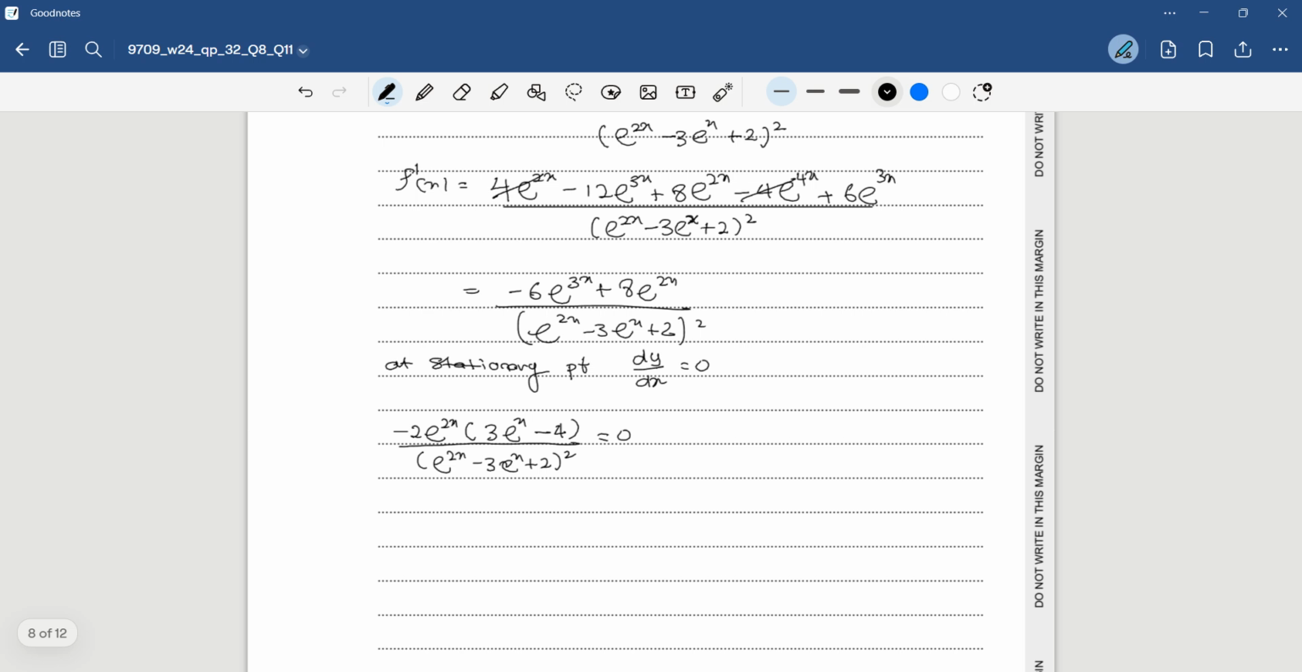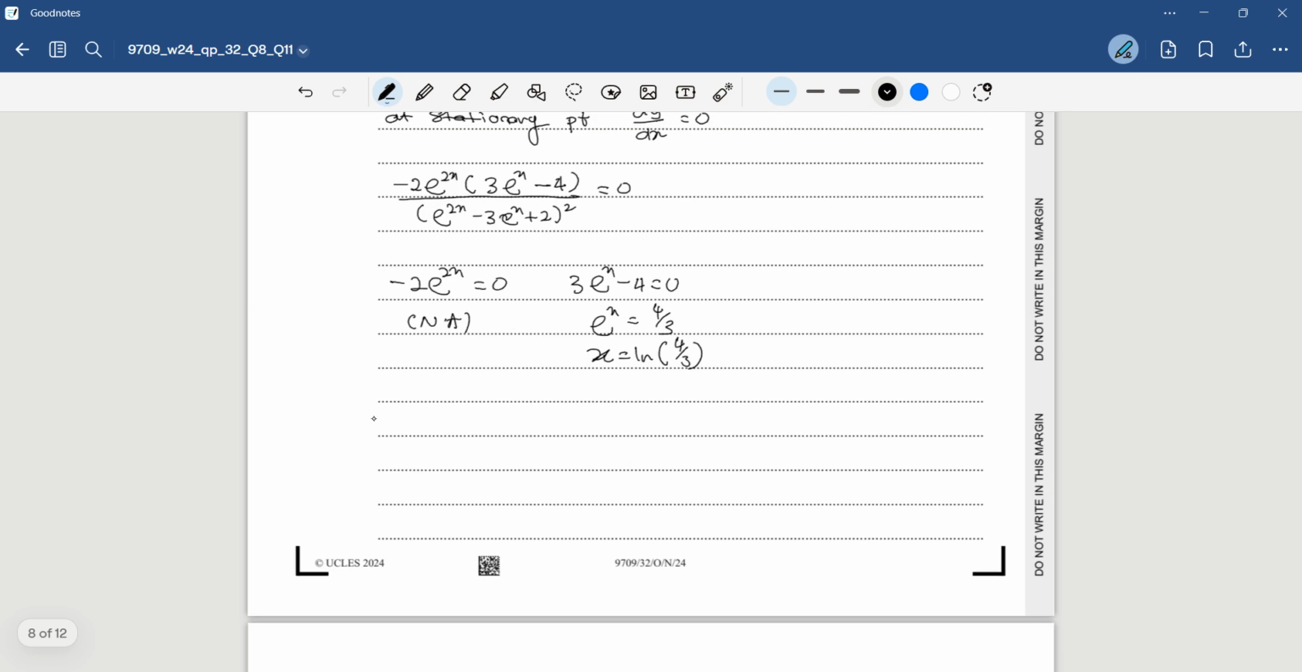So for this to be 0, we always state that the numerator will be 0, because 0 divided by any number is equal to 0. So it's going to be negative 2e^(2x) equal to 0 or 3e^x minus 4 equal to 0. Therefore this one we cannot proceed. So e^x equals 4 over 3, therefore x equals ln(4/3).